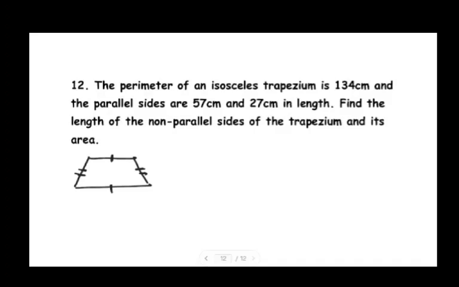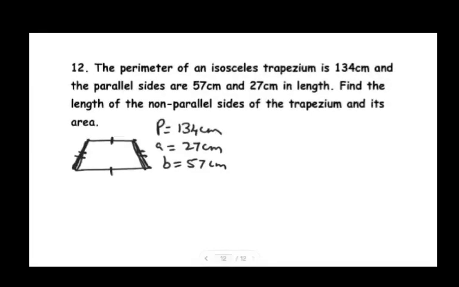The perimeter of an isosceles trapezium is 134 centimeters, and the parallel sides are: A, the shorter side, 27 centimeters, and B, the longer side, 57 centimeters in length. Find the length of the non-parallel sides. They want this, the non-parallel sides of the trapezium, and its area as well.